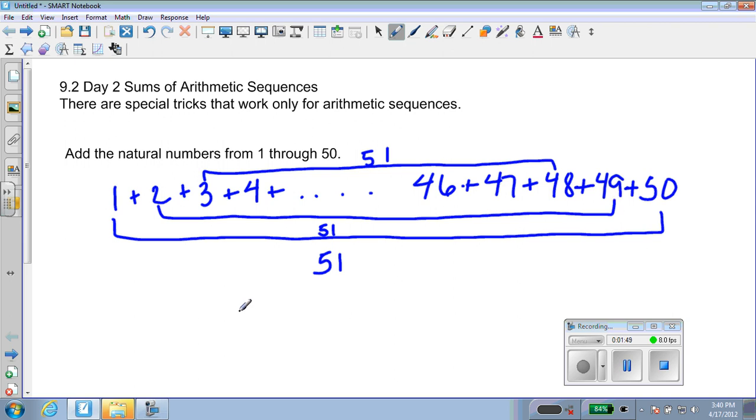Well, that would be, if there are 50 numbers, then there are 25 pairs of numbers that each add up to 51. So simpler than adding all the numbers from 1 to 50, we could just do 51 times 25, which is 1,275, either by a bit of quick work on the side or some calculator work.